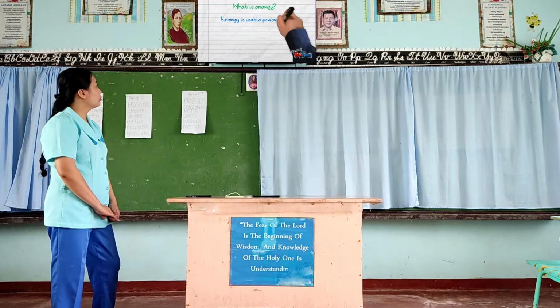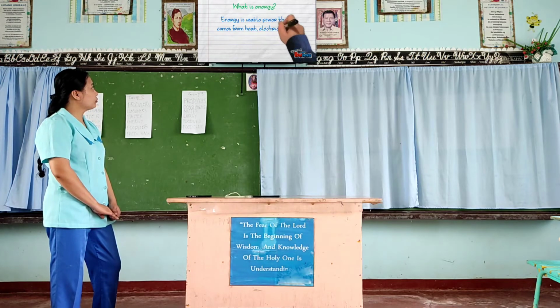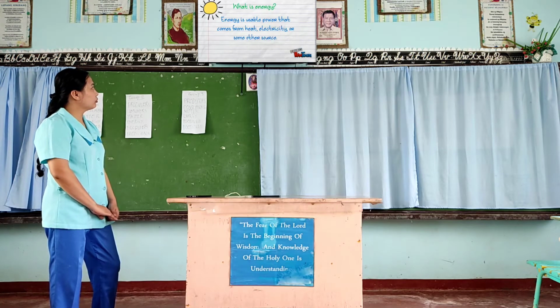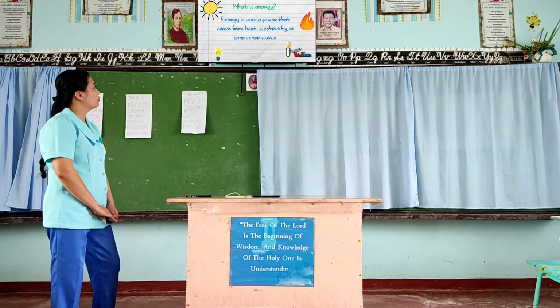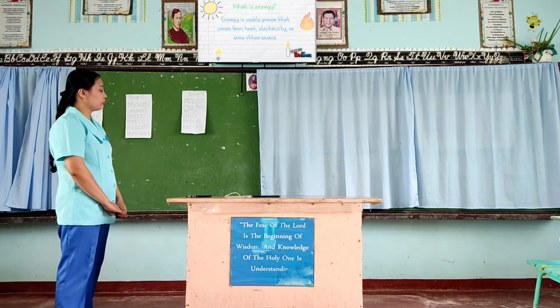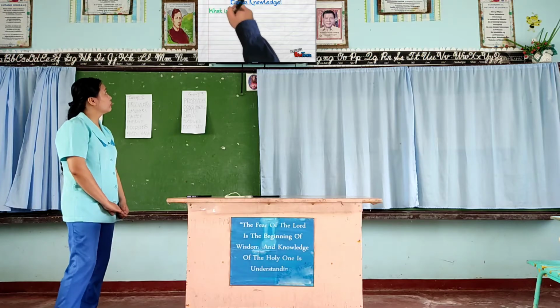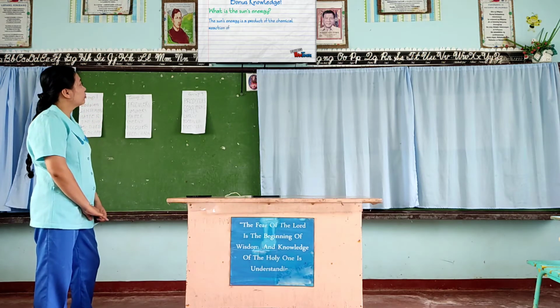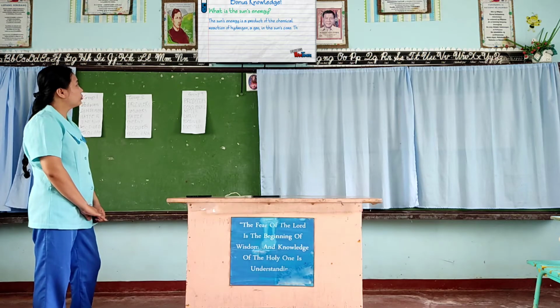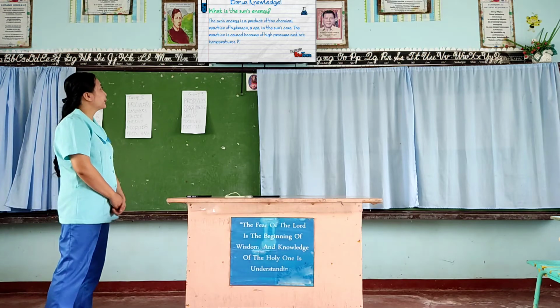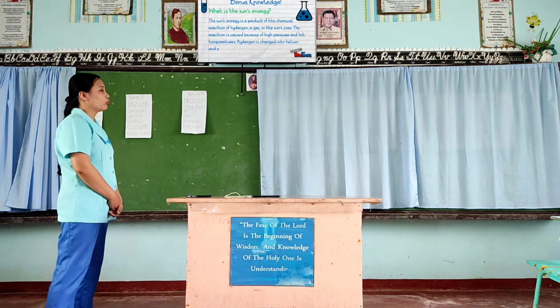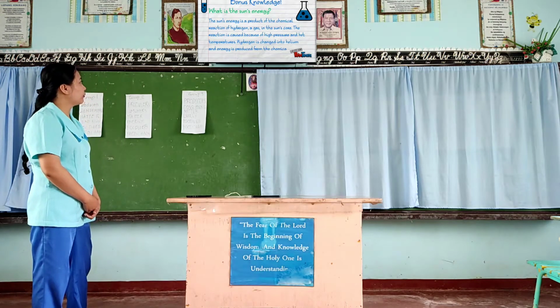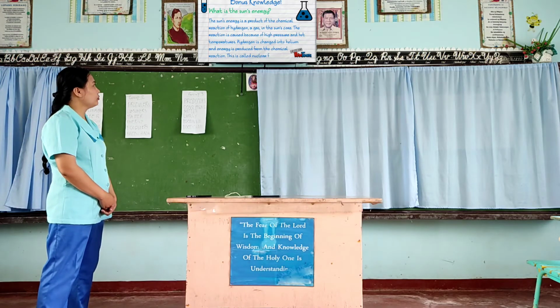What is energy? Energy is a usable power that comes from heat, electricity, or some other source. Bonus knowledge: what is the sun's energy? The sun's energy is a product of the chemical reaction of hydrogen, a gas, in the sun's core. The reaction is caused by high pressure and hot temperatures. Hydrogen is changed into helium and energy is produced from the chemical reaction. This is called nuclear fusion.